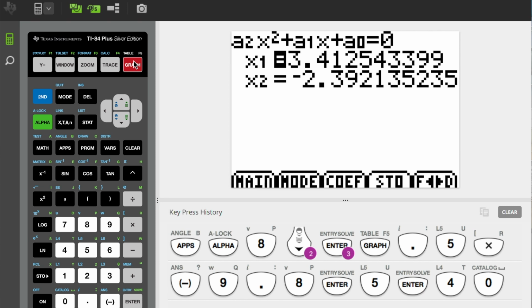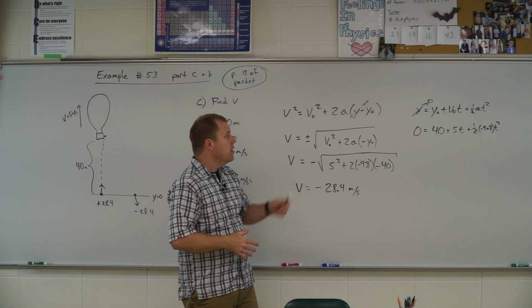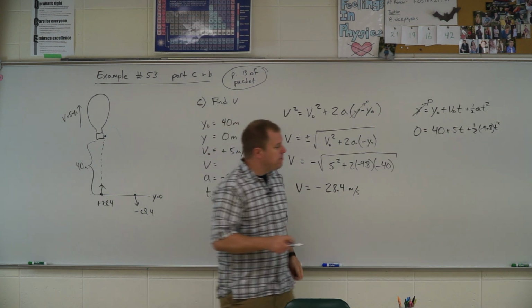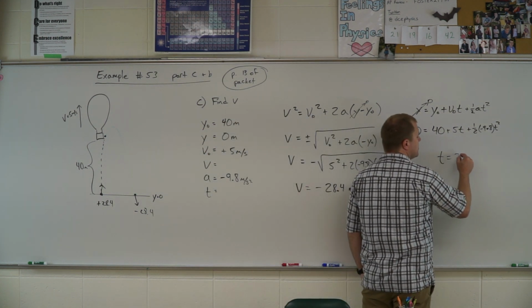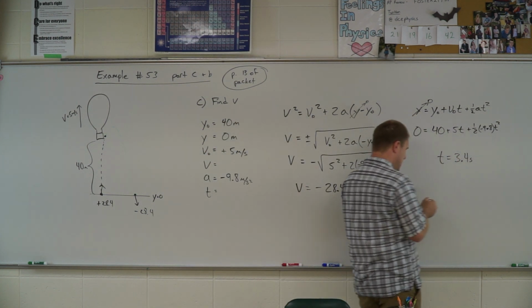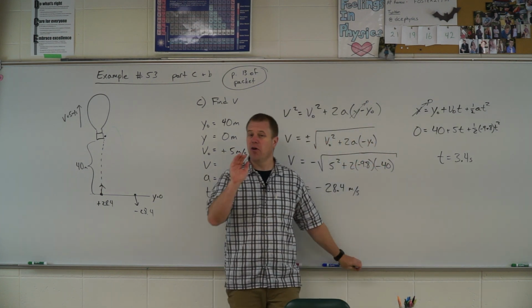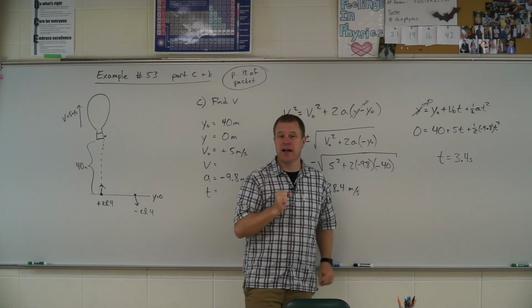The negative time, again, is that backwards time when it would have maybe started at the ground had it been lifted off the ground and thrown up. All right, so we have a time of t equals 3.4 seconds. Again, we want that positive version. So that'll hopefully help you out on this next practice problem coming up.